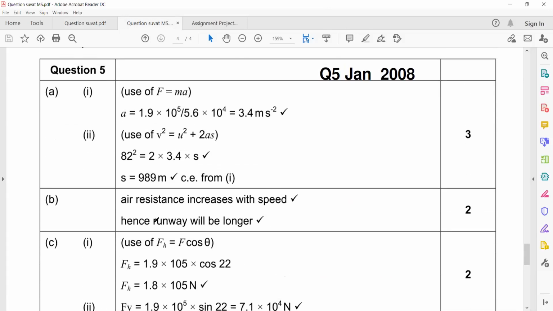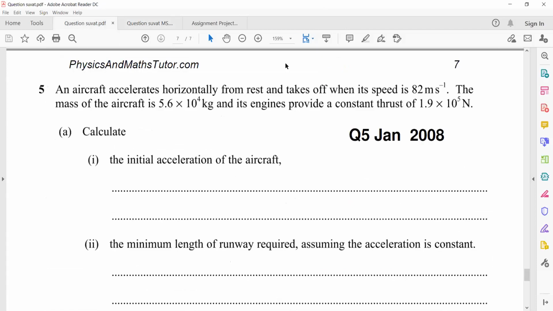As the speed is increasing, the air resistance is also increasing. So as air resistance increases, resultant force is decreasing. So to reach 82 meter per second, we need a longer runway, because a plane taking off starts from rest and reaches a speed of 82 meter per second. Once it reaches 82 meter per second, it takes off.